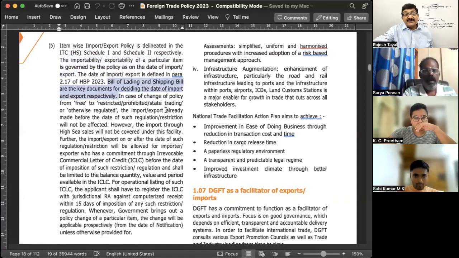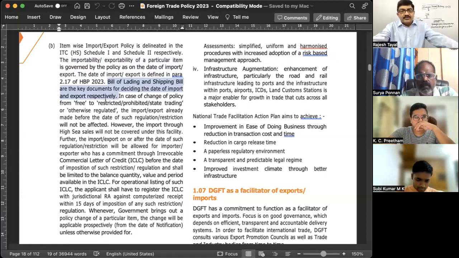So which date do we have to take? Bill of lading for import and shipping bill for export. Those will determine which policy will be applicable. Right. So for the purpose of validity, for the purpose of applicability of the scheme, which dates are relevant? For import, bill of lading, and for export, it is the date of shipping bill.